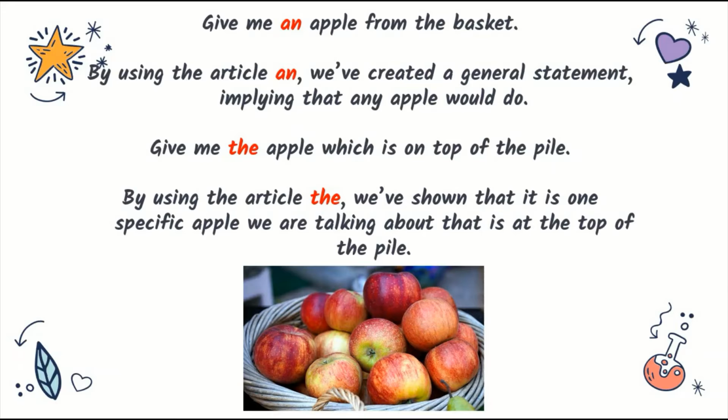Well, in the first sentence, by using the article an, we have created a general statement implying that any apple would do. So, when I ask you for an apple, you could randomly pick an apple from the basket and hand it to me. However, in the second statement, by using the article the, we have shown that it is a specific apple that we are talking about, and that apple is at the top of the pile.